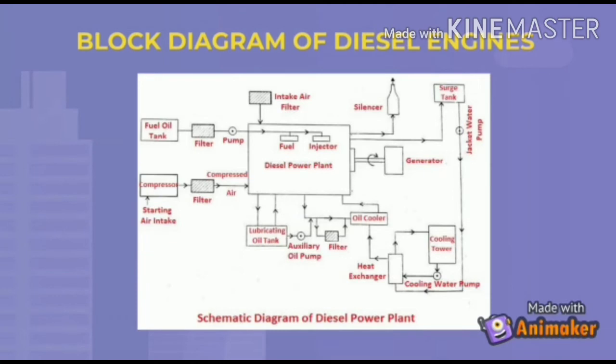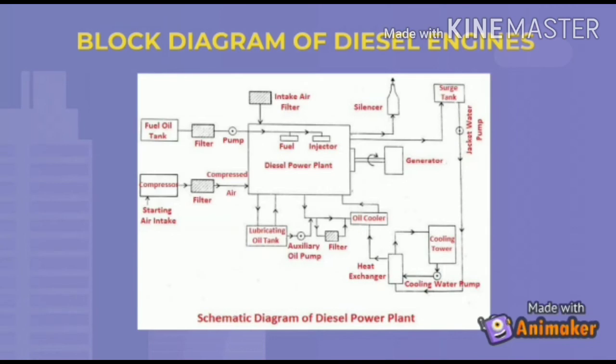I will explain about the block diagram of a diesel engine power plant. A simple power plant is shown in the figure. Diesel engines are generally classified into 4-stroke and 2-stroke engines. Generally, 2-stroke engines are used for diesel power plants. The compressor draws air from the atmosphere and compresses it.